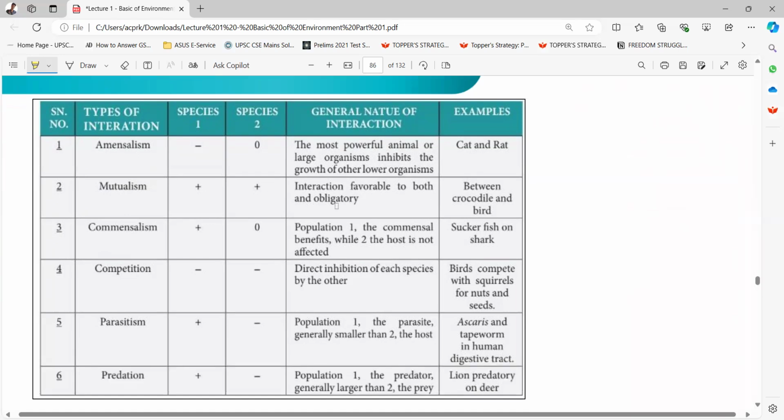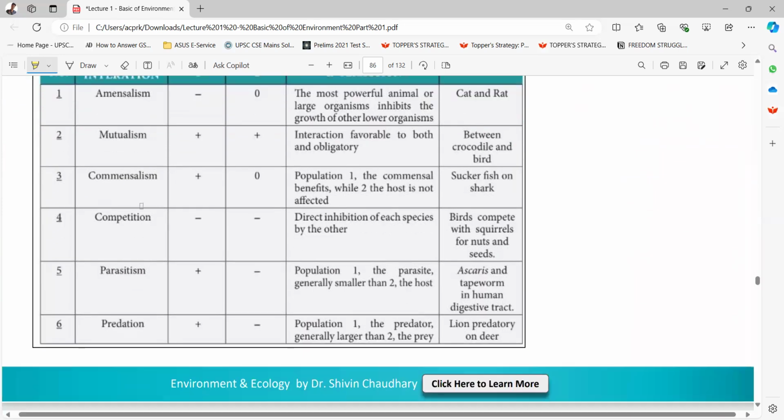Interaction favorable to both and obligatory, between crocodile and bird. Commensalism. Third one is commensalism, plus and zero. Population one, the commensal, benefits, while population two, the host, is not affected. Example, sucker fish on shark.